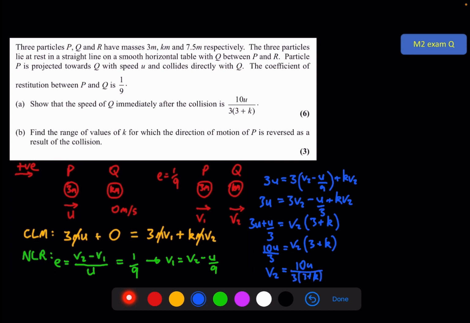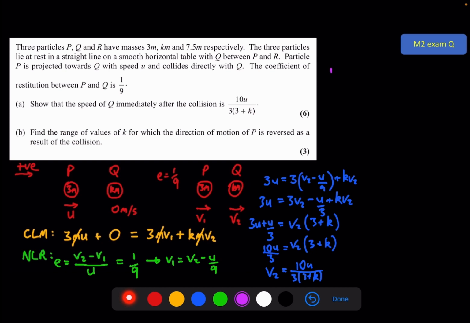Part B, find the range of values of k for which the direction of motion of P is reversed as a result of the collision. So if P is going to be reversed, we've had a similar question to this in the previous video. The key point here is that v1 is less than 0. If v1 is not less than 0, then the motion of P was not reversed. So that's our starting inequality, but we'll also need to know what is v1 in terms of u and k. And we can use our v2 here and the equation here to solve for v1.